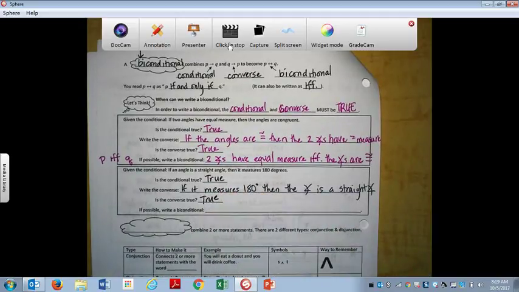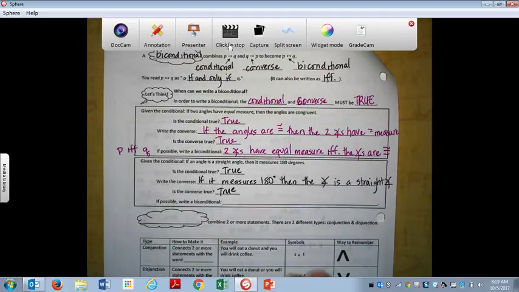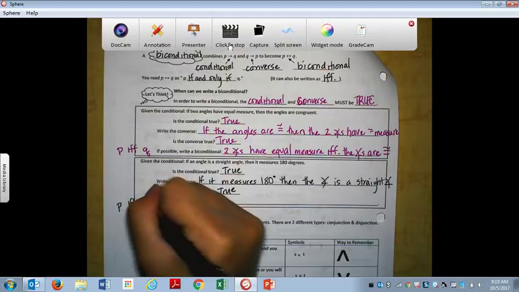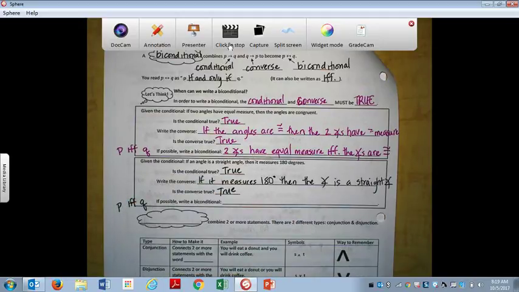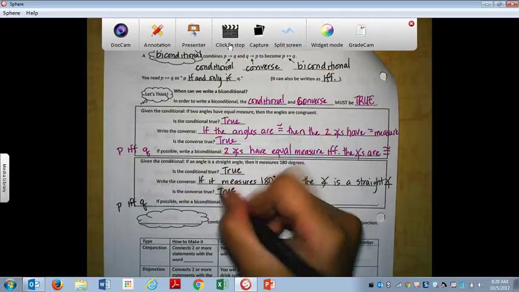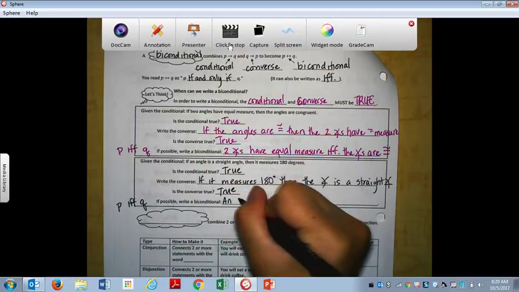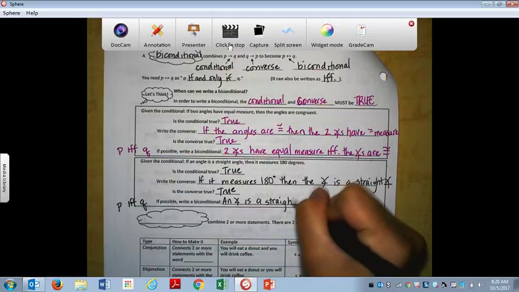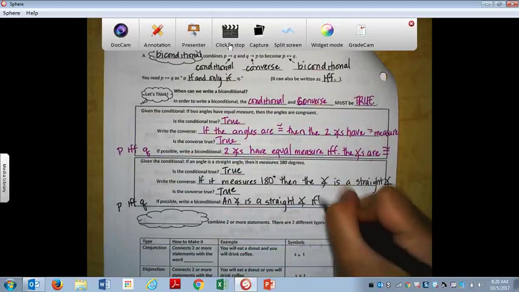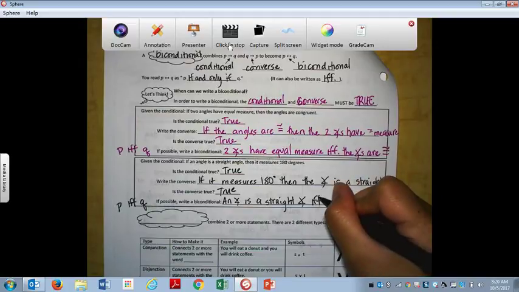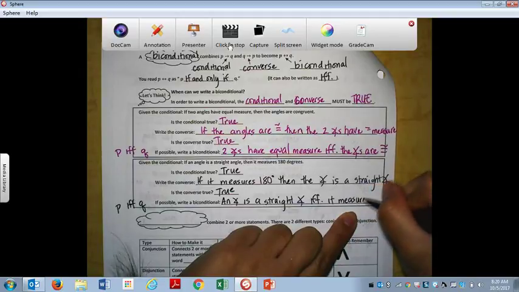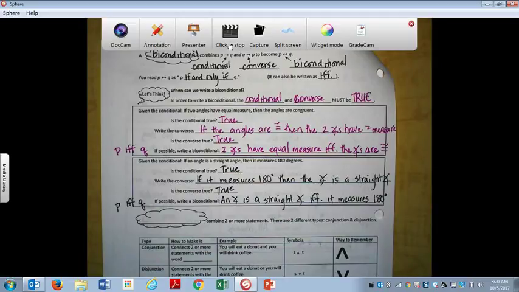Okay, so now let's write the biconditional. Again, the recipe for biconditional is you take the P, then you have the IFF, then you have the Q. We're not writing if and then. You take the P straight as it is. So an angle is a straight angle if and only if it measures 180 degrees. Okay? So that is biconditional.